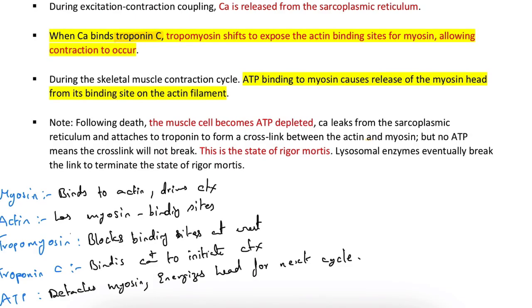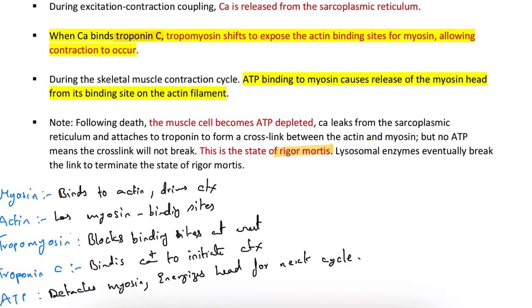Clinically, we can see one thing, that is rigor mortis. So what is rigor mortis? After death, in the muscle tissue we can't see any ATP production. So calcium leaks from the sarcoplasmic reticulum and binds to troponin C, and cross bridges form, but without ATP the myosin cannot detach, so muscles become fixed and stiff. This condition is known as rigor mortis.